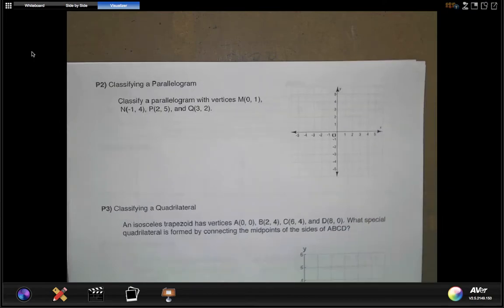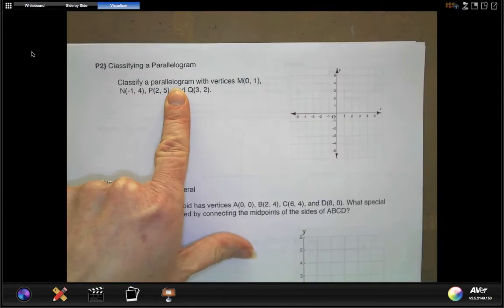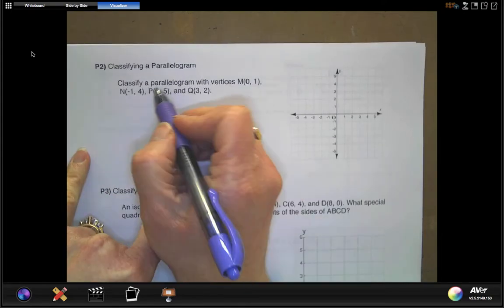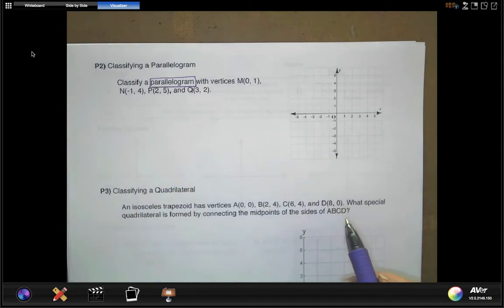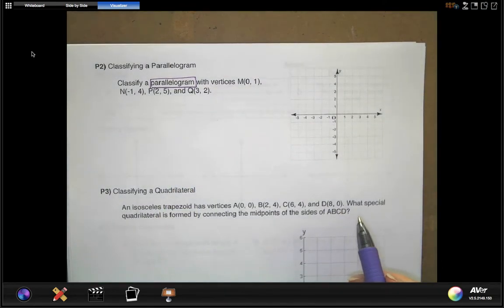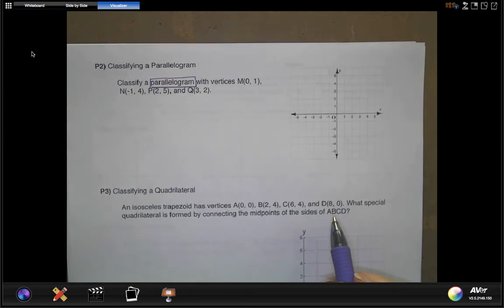All right, this one says classifying a parallelogram. So it's telling me right here that I know it's a parallelogram. Like if I was trying to prove it's a parallelogram, then I would use one of those 6 properties that we've already discussed. Here I already know it's a parallelogram. So the question is, is it a rectangle? Is it a rhombus? Is it a square? What kind of parallelogram is it?